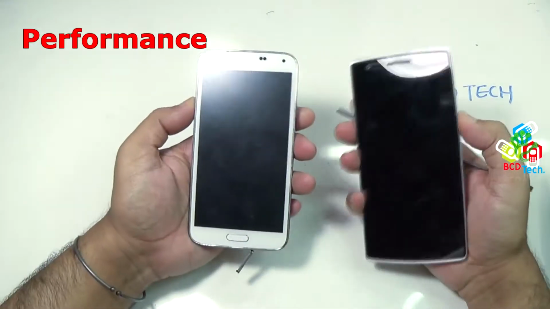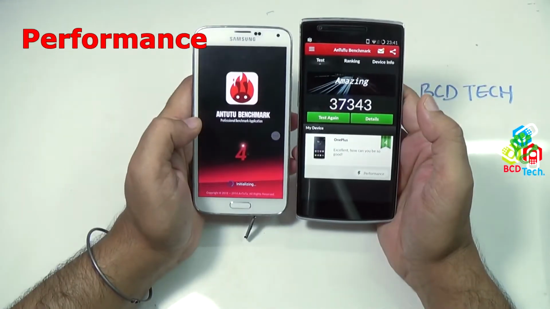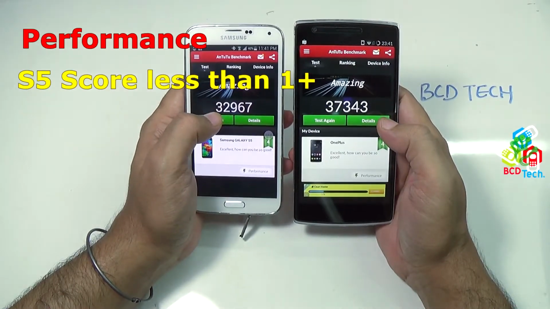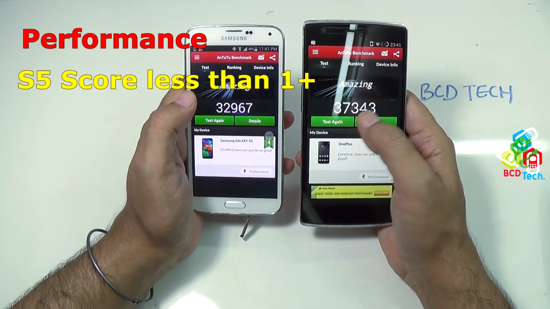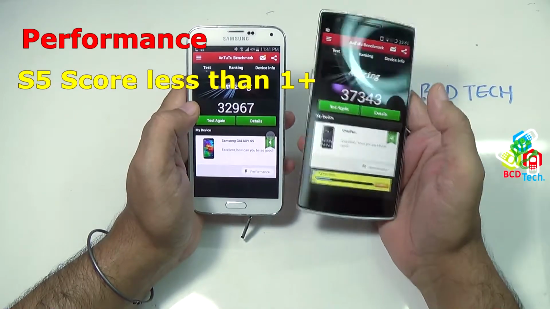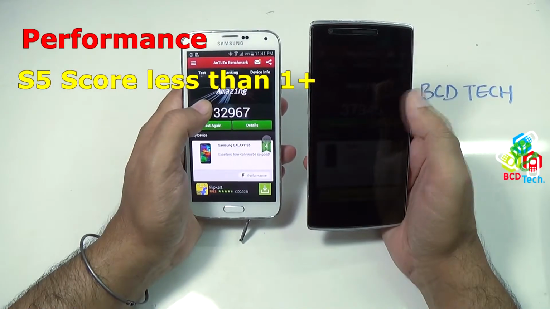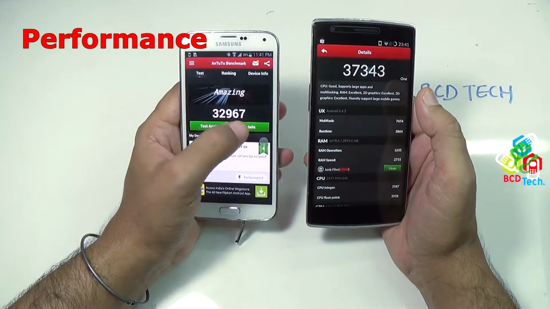Now in terms of performance, both of these phones have very good AnTuTu scores. As you can see, the S5 has 32967 and this has 37343. That may be because this is not on stock OS, whereas the stock Android on this S5 makes this phone slower. Now let's see the detail.